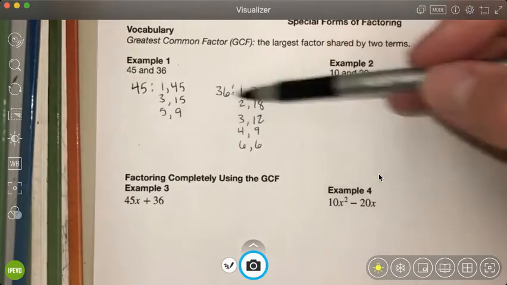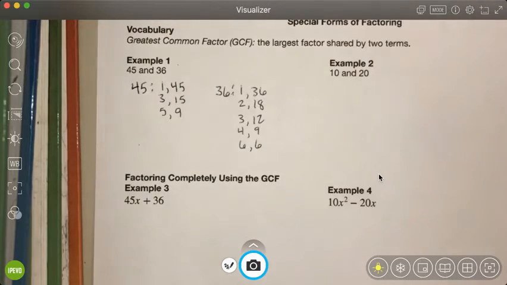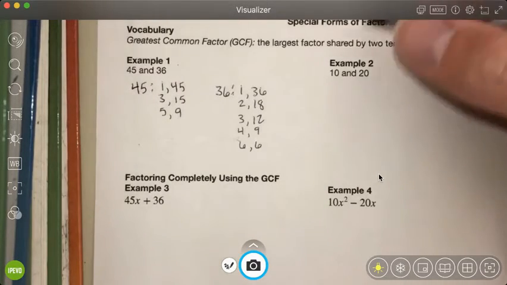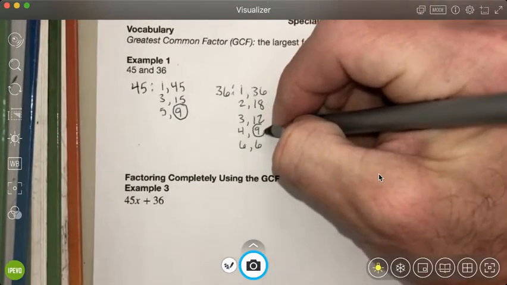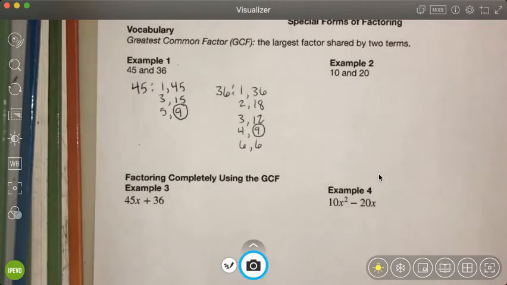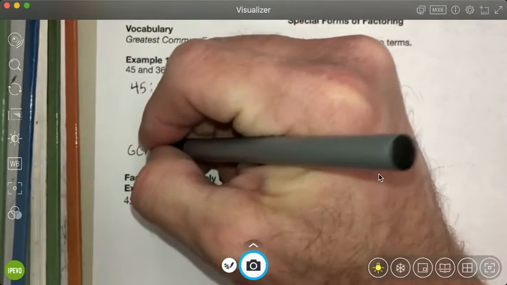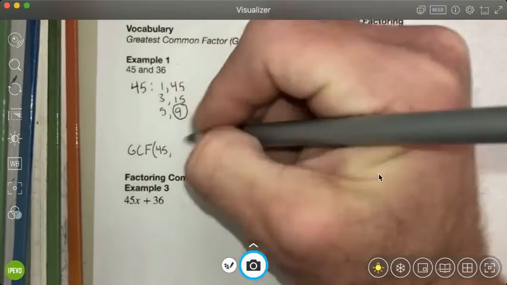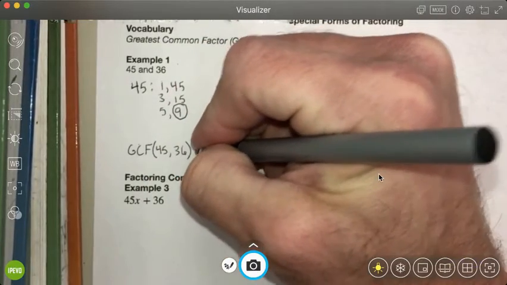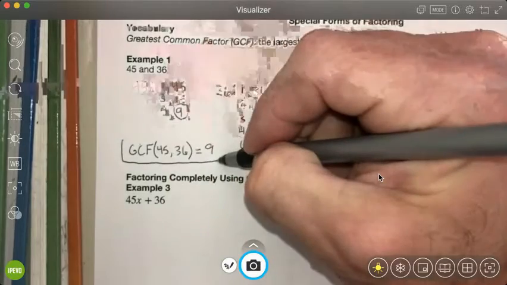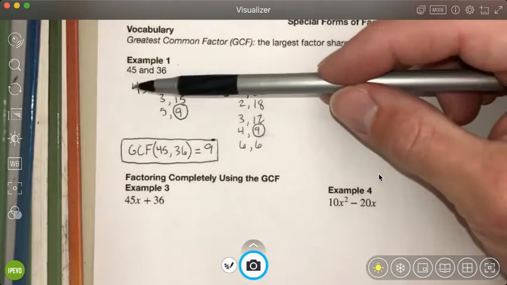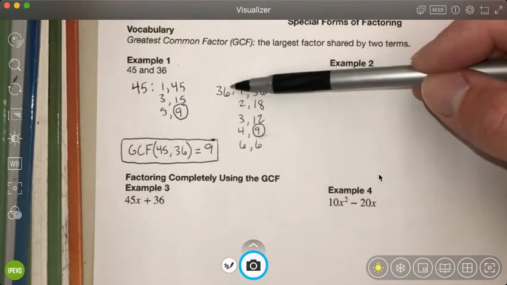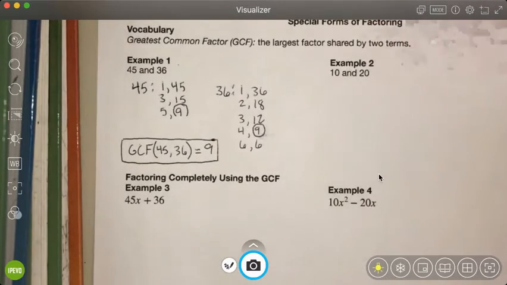Then I'm looking through all of the factors and finding out which is the largest factor they both share in common. When I look through this list, I notice that 9 is the biggest number they share in common. The way I often write that is the GCF of 45 and 36 is 9. So that's it. Find out what numbers multiply to get 45 and 36, and then look through the list and identify the largest number they share in common.